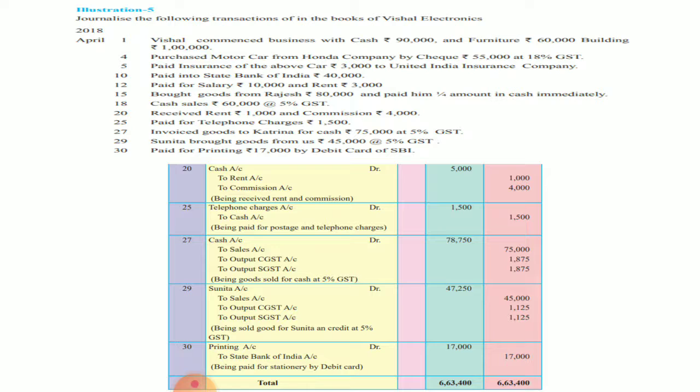Okay, then afterwards when everything is done, what we have to do next is the totaling of both sides, and both sides should tally. So what is the total over here? 6,63,400. This is the total of both accounts. So this is how we have completed with the amount. So this is our totaling. Okay, in the next class we will start with another problem.